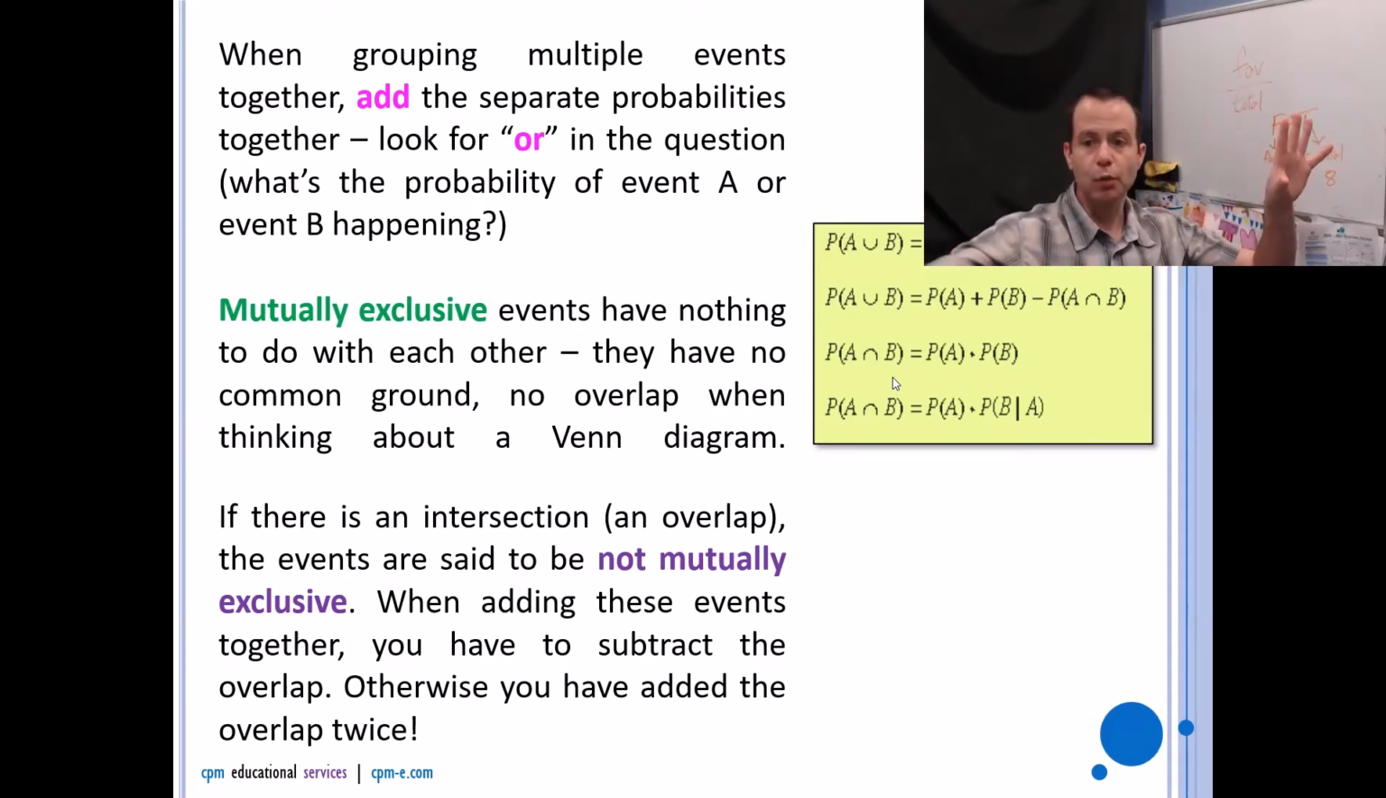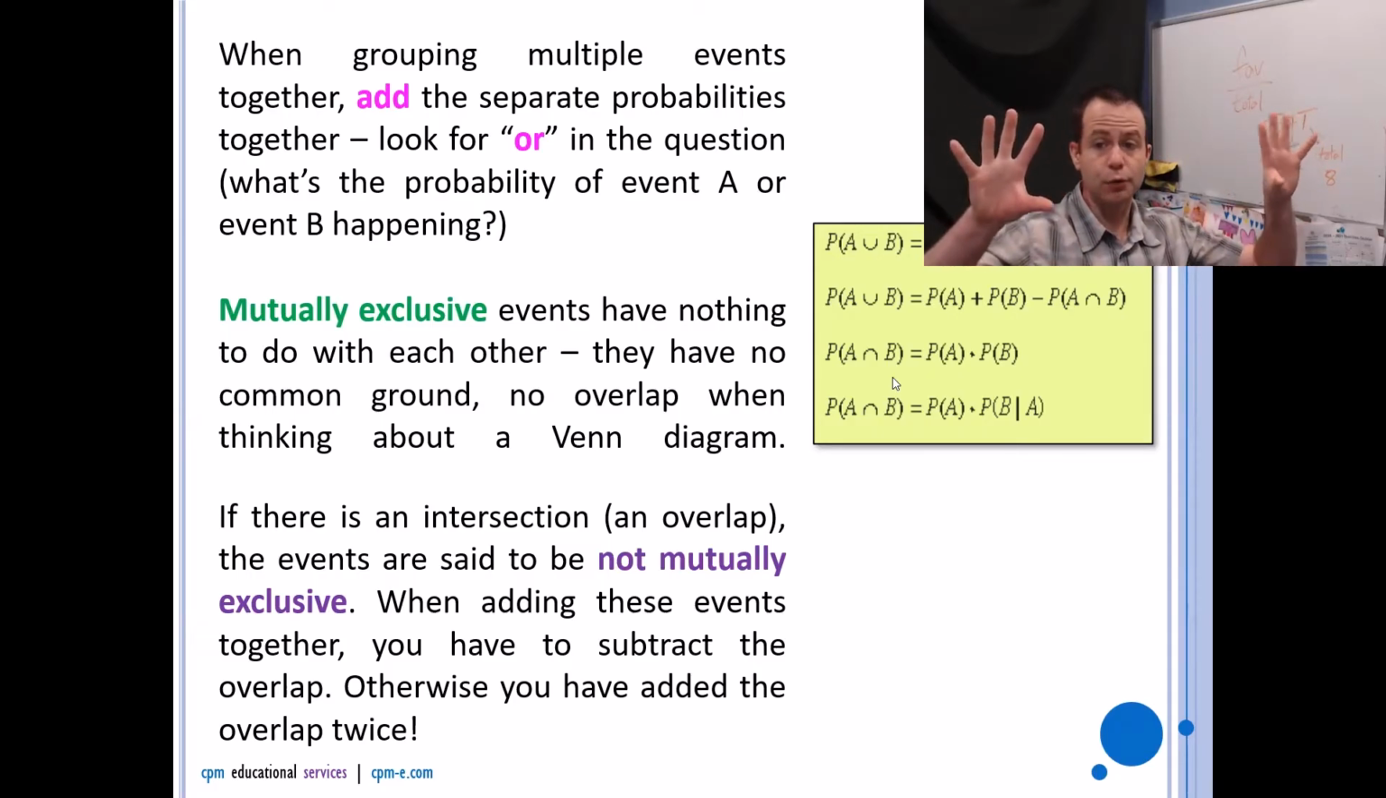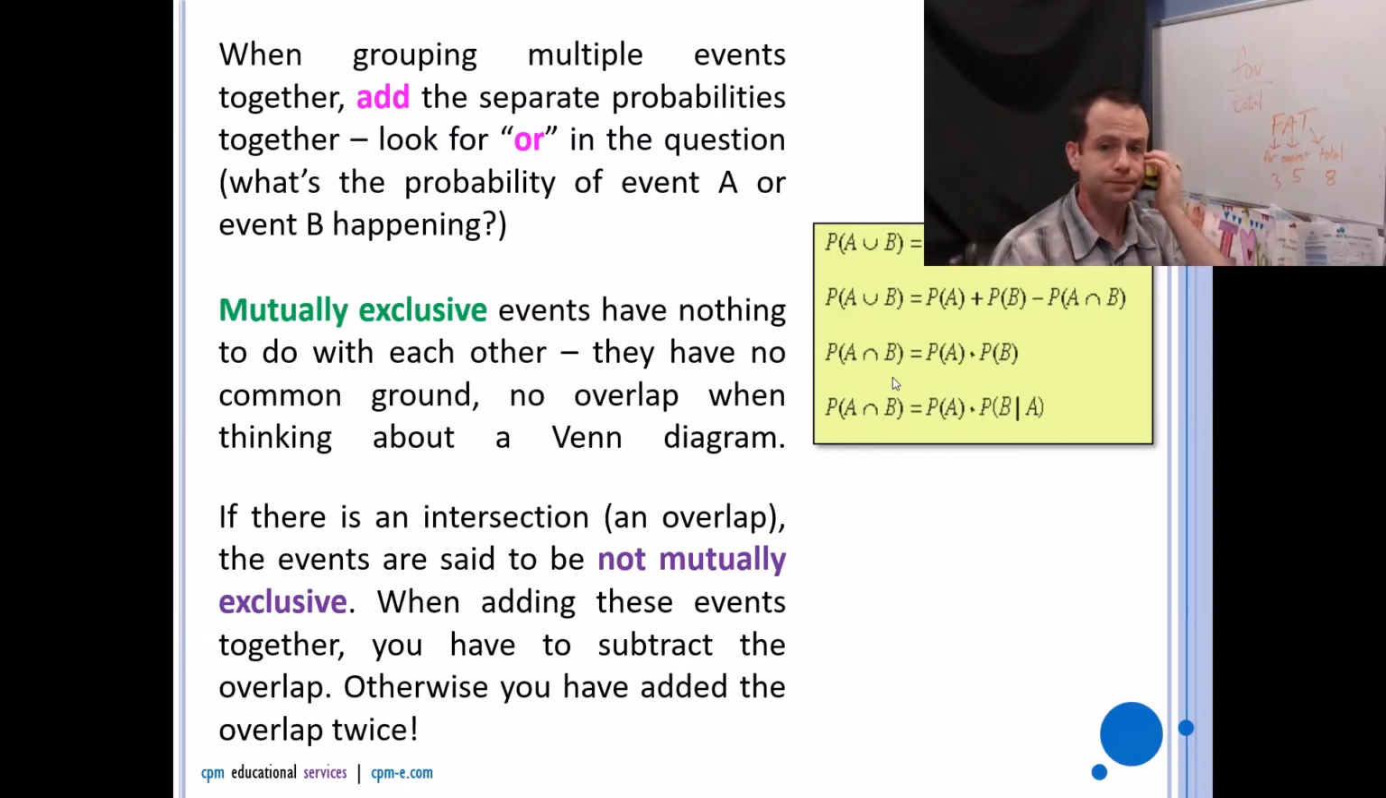One's over here, and there's no overlap, okay? So mutually exclusive events have nothing to do with each other. They have no common ground, no overlap. Think about a Venn diagram, okay? There's just a circle here, a circle here. When they're mutually exclusive, you have that top guy up here, and you just add those separate probabilities together.